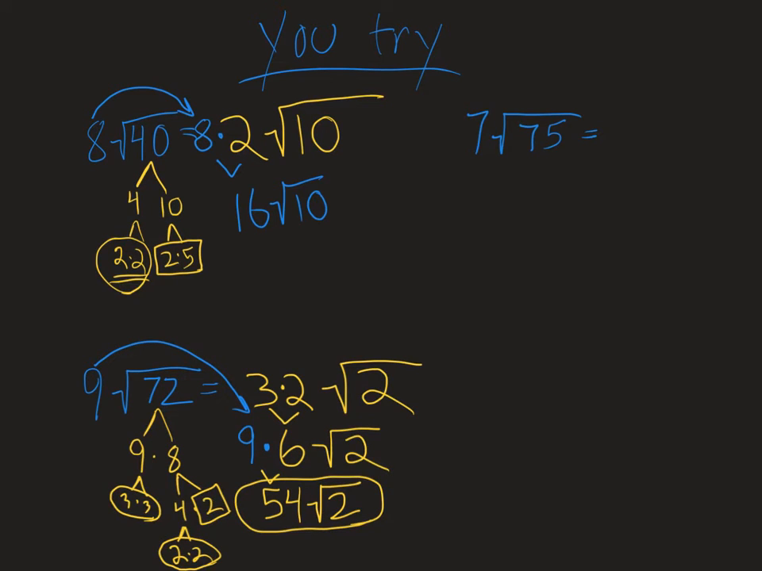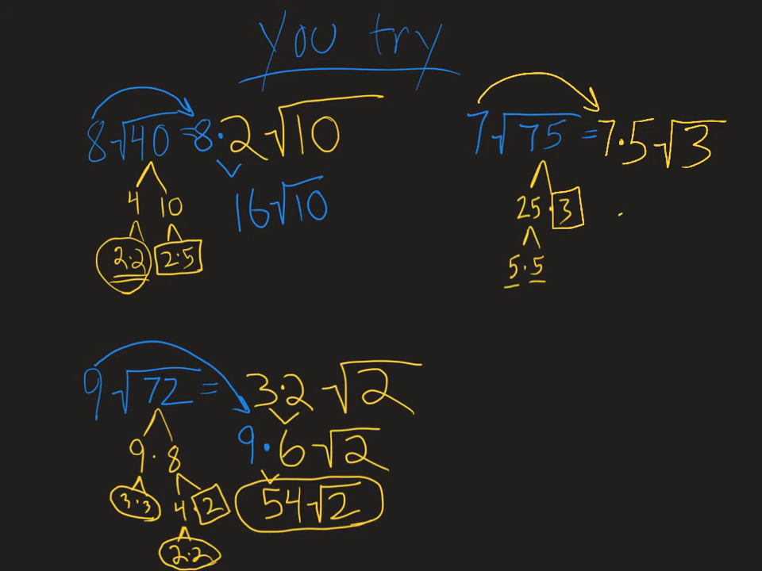All right, last one, 75. I know that's a 25 times a 3. 25 is 5 and 5. There's my pair of something that makes a perfect square. Taking the square root of those 5s gives me a 5 on the outside. All that remains is my 3. Bring over that 7. And we end up with 35 radical 3.